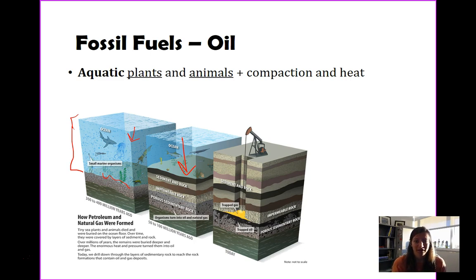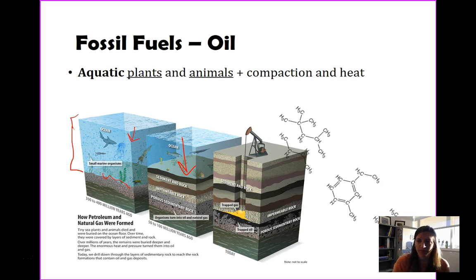Now, when this is happening, you get that layering, you get that pressure acting on it. And when you get more pressure and you get closer to the inside of Earth, you're also getting more heat. And similar to coal, the carbon in those bodies gets transformed into a fossil fuel, but in this case, it's oil.